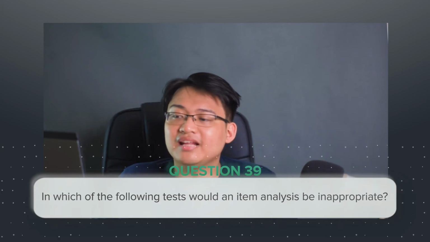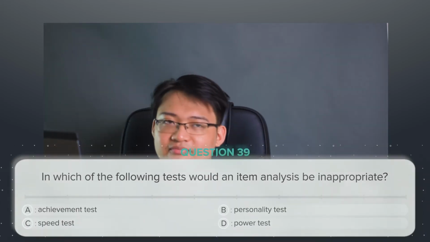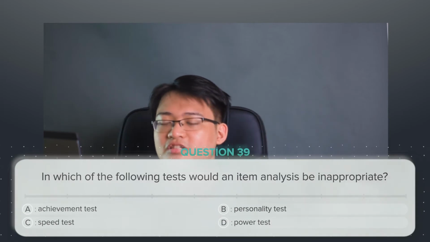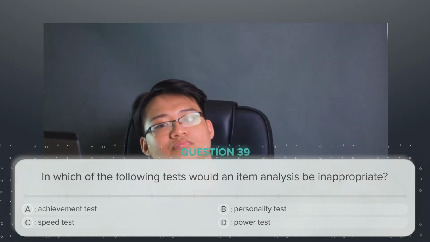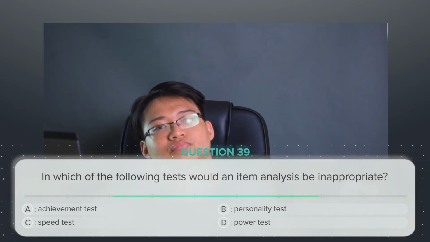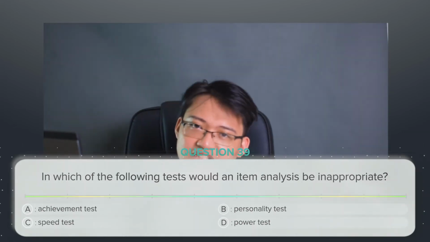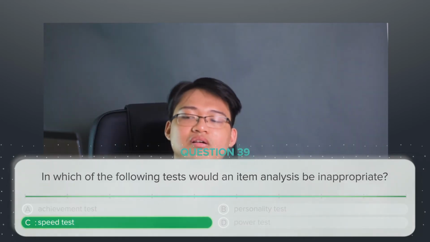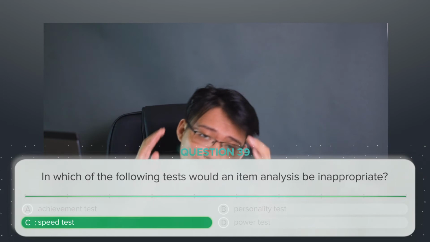In which of the following tests would an item analysis be inappropriate? A. Achievement test, B. Personality test, C. Speed test, or D. Power test. The correct answer is letter C, speed test. Again, we analyze items so that we can improve the test. A good item discriminates really well. And with achievement and power tests, you can really do that, even with personality tests. You can still distinguish who is introverted from extroverted, or who has a certain trait, like who is a qualified psychometrician and who is not. You can do that with A, B, and D.